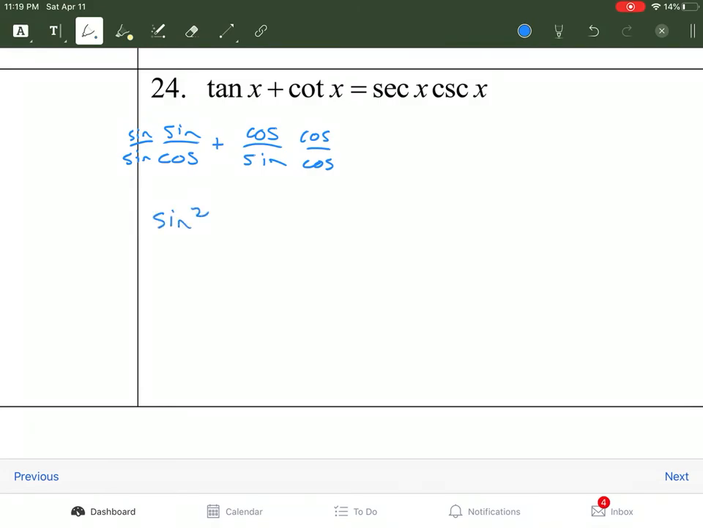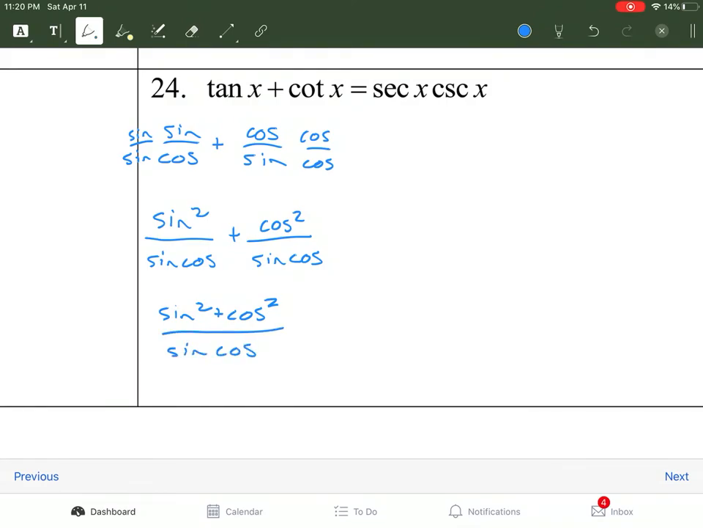Okay, so now on the left side, I'll get sine times sine is sine squared. And my denominator is going to be sine cosine. Plus, on the right side, cosine times cosine is cosine squared. And on the denominator is going to be sine and cosine. So now I have two fractions with the same denominator. I can combine them. So I have sine squared plus cosine squared over sine cosine. All right, and then sine squared plus cosine squared is a Pythagorean identity, which gives you 1.